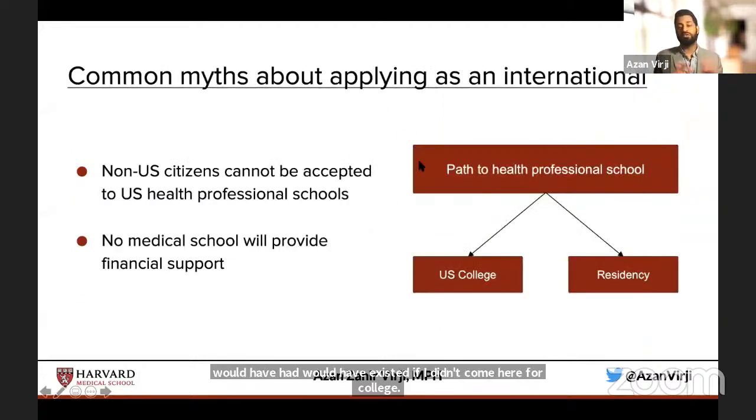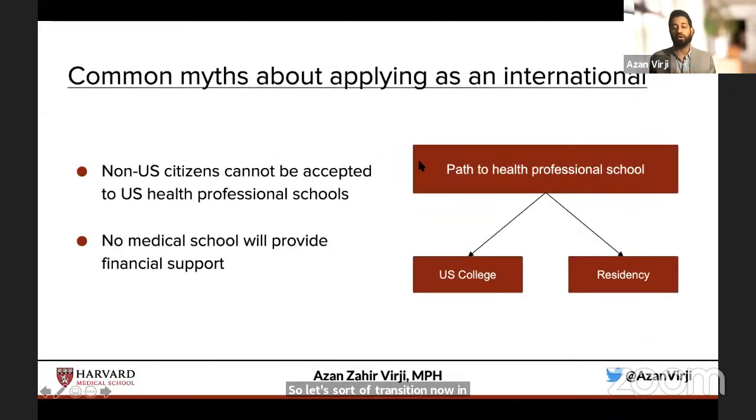So let's transition now into the next part of this talk, which will be the common myths of applying as an international student. So the first thing that you want to remember as an international student who wants to go to a health professional school is that there are certain paths that you have to take to actually get there. So let's talk about the two paths that currently exist.